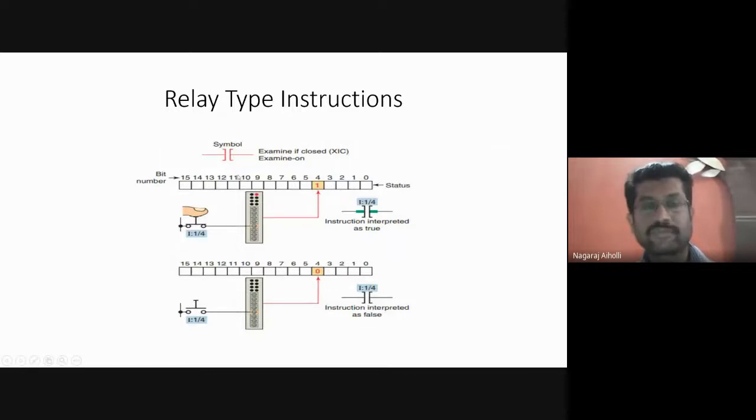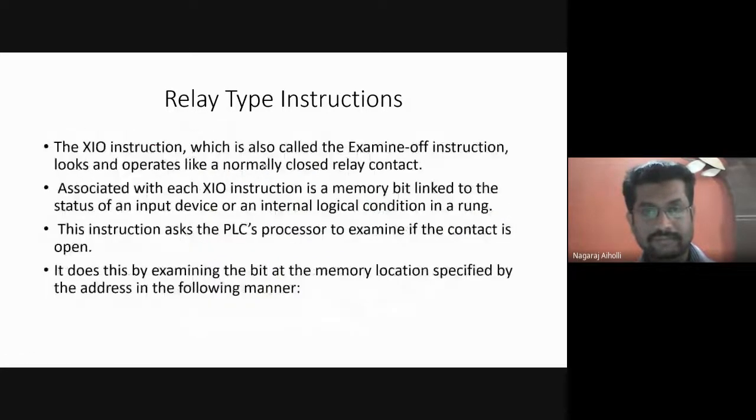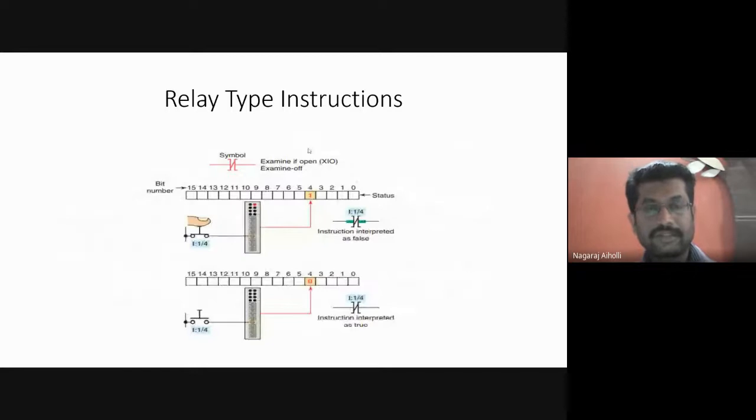Examine if closed. If there is a cross line in between these two brackets, it is as good as one opening bracket and another closing bracket. In between these two brackets, if there is a crossed line, then that is the symbol for the examine if open or examine off instruction. That is the difference in the symbols between examine if closed XIC and examine if open XIO instructions. It is the symbol for XIO or examine off.